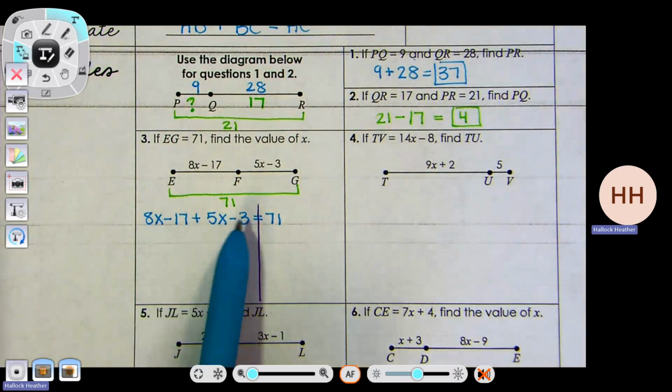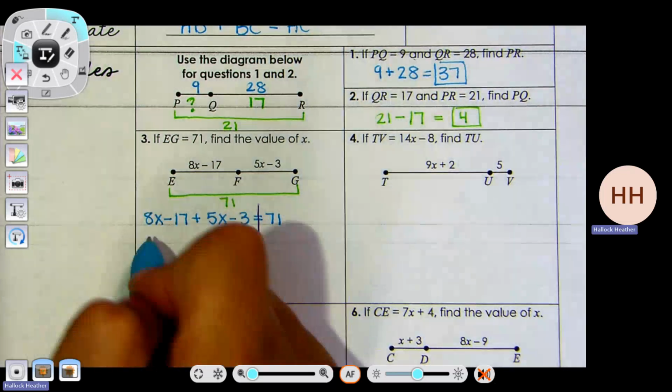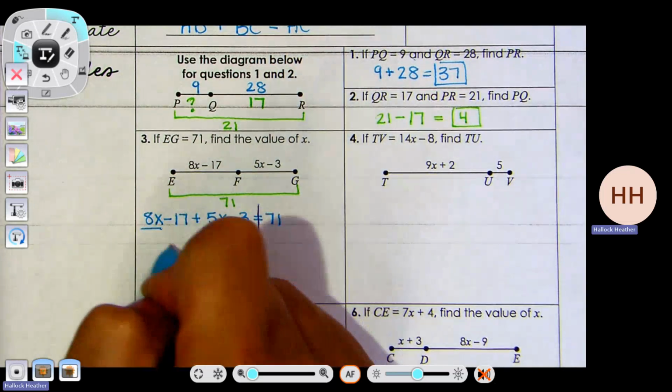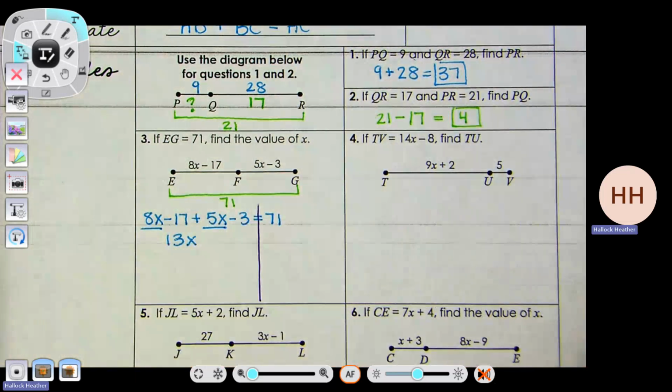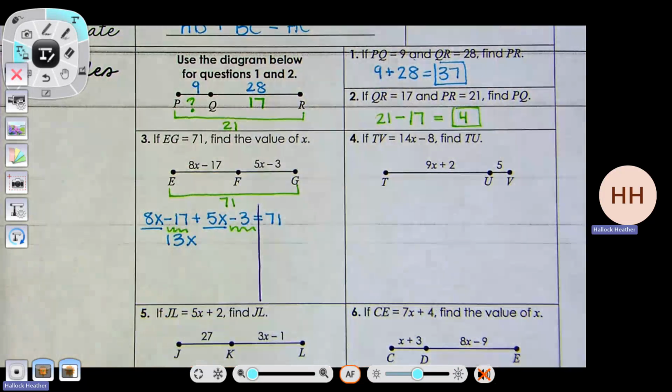Over here, you have 4 terms. So what 2 things can come together that I can combine? My x's. So 8x and 5x make 13x. If I combine my numbers, negative 17 and negative 3, not positive 20, negative 20.